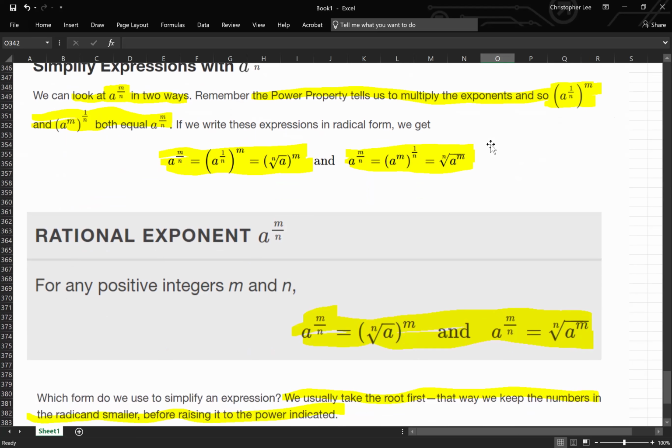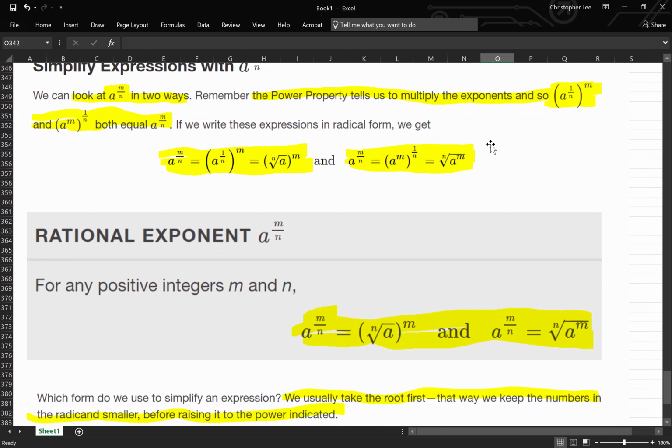So rational exponents, right? A to the m over n. For any positive integers m and n, a to the m over n is equal to the nth root of a raised to the m power, and a to the m over n is equal to the nth root of a raised to the m power, right?